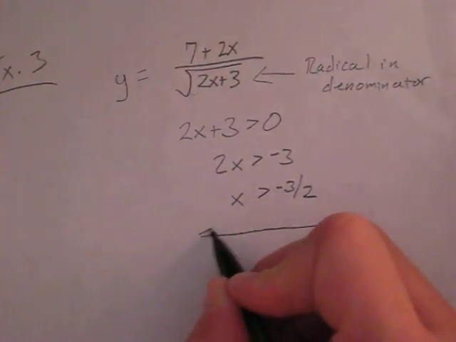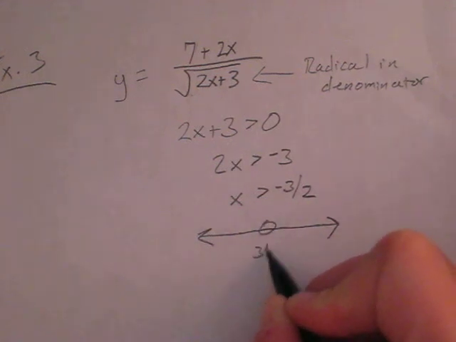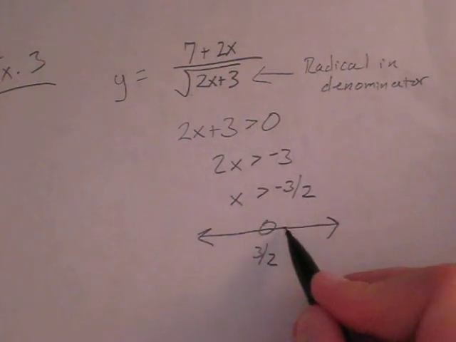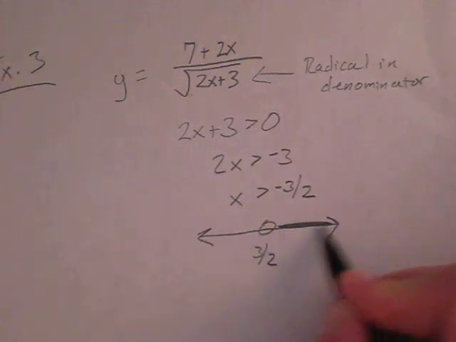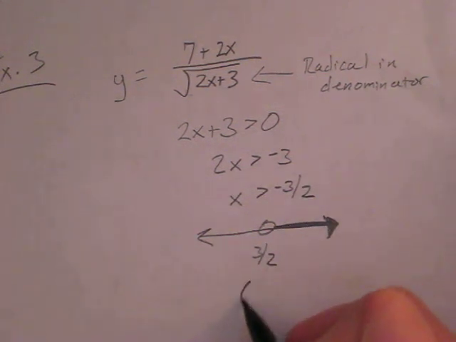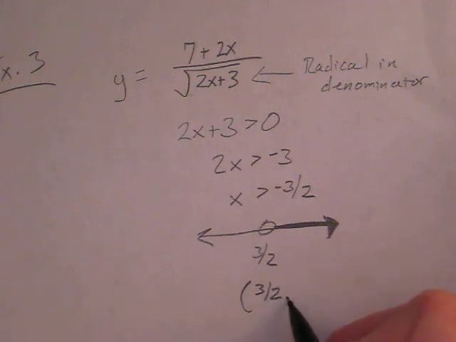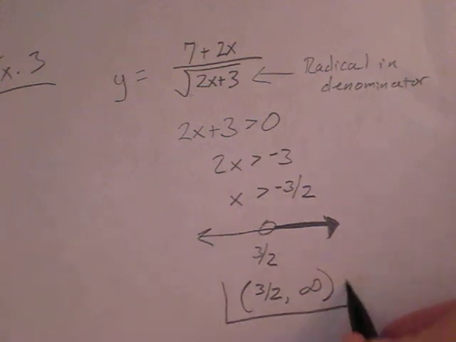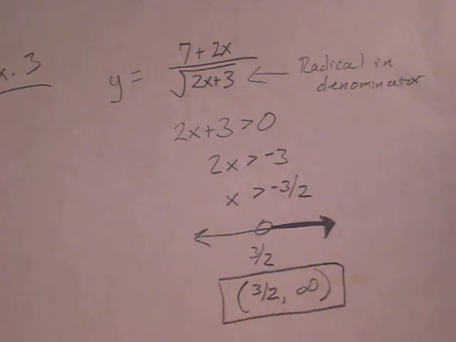We put the values on our number line. Here's our open circle. And since x has to be greater than -3/2, we're going to shade this way to the right. And now we're going to use a parenthesis instead of a bracket to indicate that it cannot equal that value. And this would be our answer in interval notation.